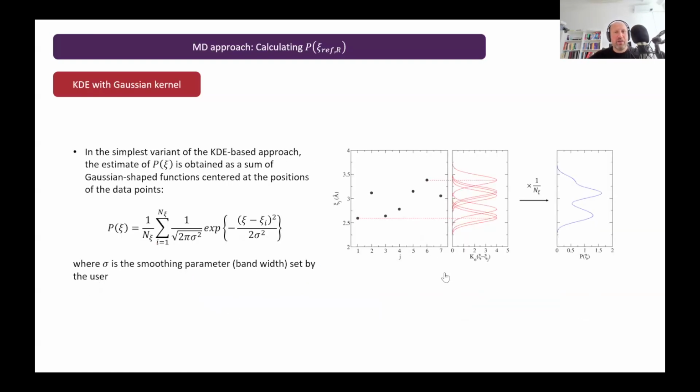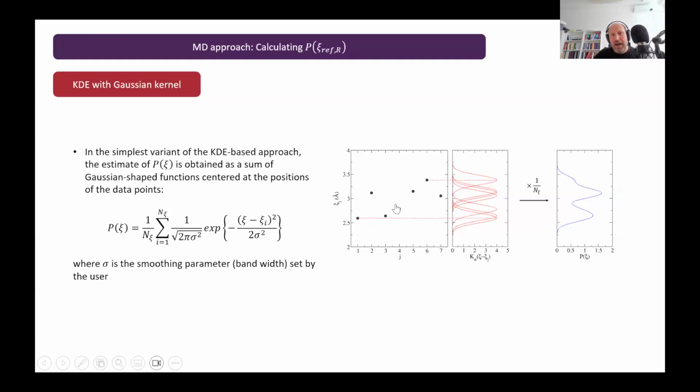An alternative to histogram approximation, and this is my preferred technique, is kernel density estimation. I'm using Gaussian kernels with that. In this method, the probability density is expressed as a sum of normalized Gaussian-shaped functions. Again, let me illustrate it on an example. This is again the same fragment of data, say from molecular dynamics. On the y-axis, I have the value of psi.